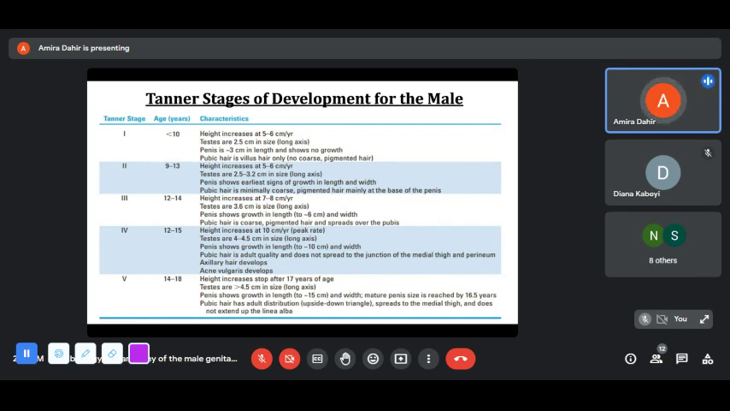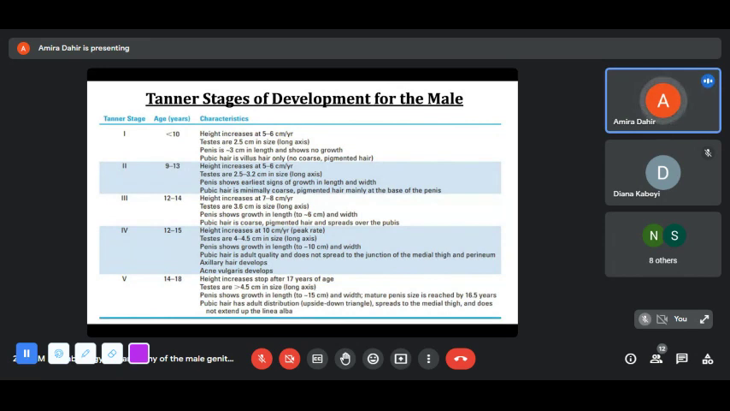At Tanner stage 3, which coincides with 12 to 14 years, height increases at 7 to 8 centimeters per year. Testes are 3.6 centimeters in size, that is the long axis. The penis shows growth in length up to 6 centimeters and in width. And then we have coarse pubic hair, which is pigmented and spreads over the pubis.